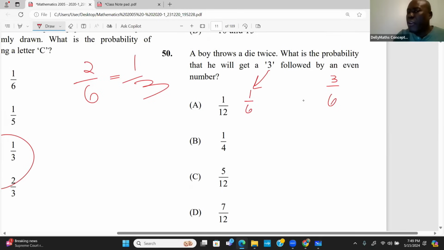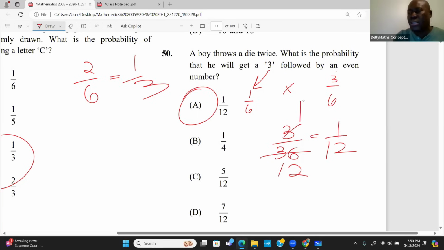Remember now, followed by, so it's like you're saying, get this and get that. And means to multiply. So this is 3 out of 36, which is about 1 out of 12. When you break this down, it's 1 over 12. 3 into itself, 1. 3 into 36, 12. Here's your answer.